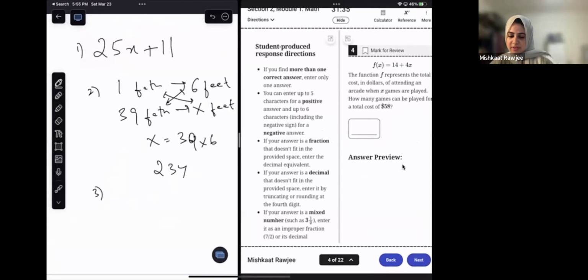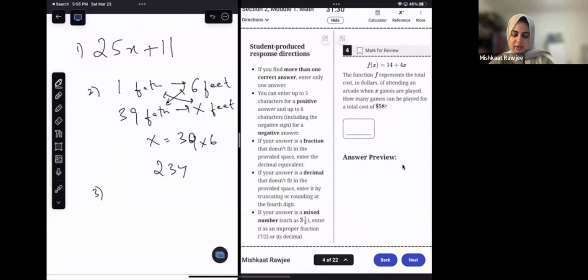This is a student response question. They're just giving instructions for this. Let me make this a bit bigger. The function F represents the total cost of attending an arcade when X games are played. How many games can be played for a total cost of 58? So the total cost is Y, which is F of X. So 58 is equal to 14 plus 4X. We have to solve for how many games are played.